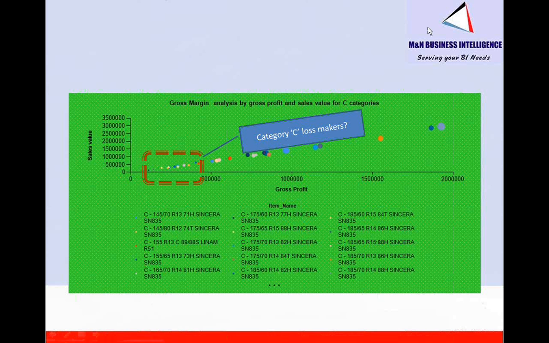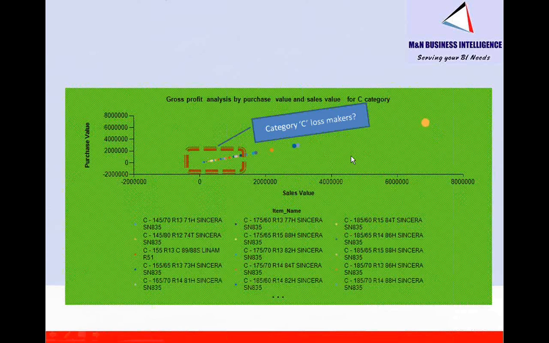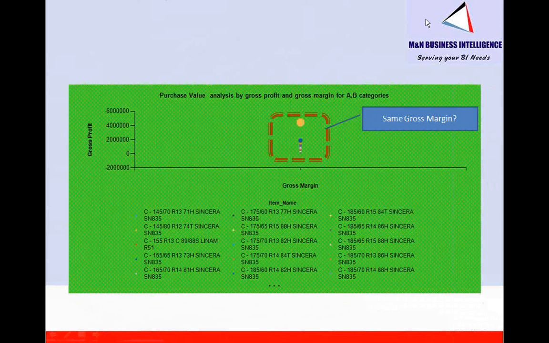Then we next look at the category C items. You get an ascending plot, which is absolutely great because as the gross profit increases and the sales value increases, your gross margin should also increase. But here you find that some of these items have very low gross margin. So are these the category C loss leaders? That is it for the product manager. When we do the analysis, we find that almost all of them have the same gross margin. As the gross profit has increased, the gross margin has remained the same and the purchase value has increased.